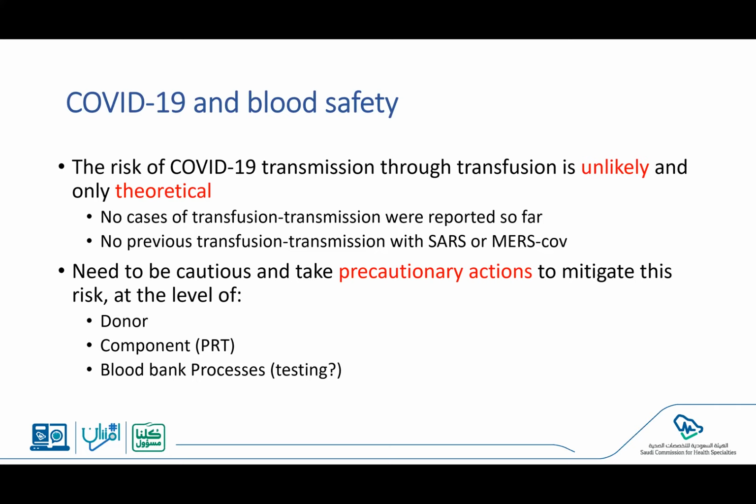The Minister of Health in Saudi Arabia, based on the international guidelines, has put guidelines to mitigate the risk of getting the virus from asymptomatic donors who come to blood donation centers with no symptoms or sign of infection. These precautionary actions could be looked at the level of blood donors, which I will be covering in the next slide. It could also be at the level of blood components, using technologies known to eliminate or reduce pathogenic contamination in blood components, like the pathogen reduction technologies.